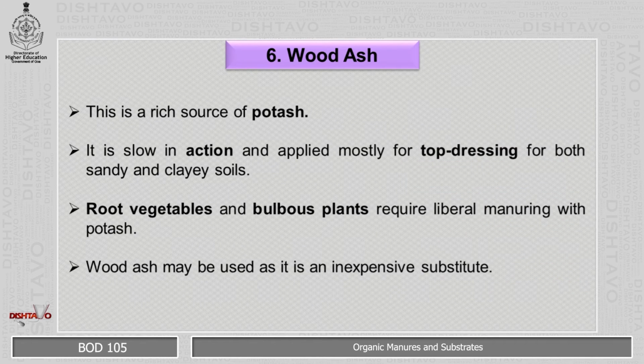Wood ash. This is a rich source of potash. It is slow in action and applied mostly for top dressing for both sandy and clayey soils. Root vegetables and bulbous plants require liberal manuring with potash. So wood ash may be used as it is an inexpensive substitute.